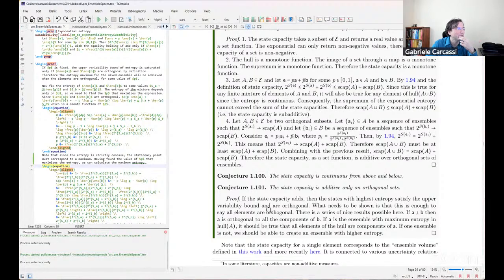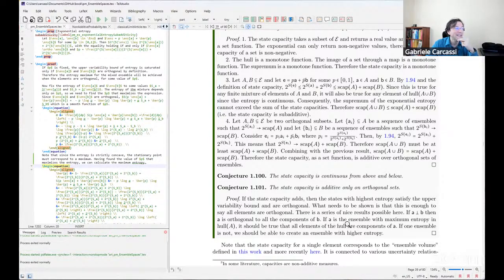It gives you some of this idea. If the state capacity adds, then the states with the highest entropy satisfy the upper variability bound and are orthogonal. What needs to be shown is that this is enough to say all elements are orthogonal. This is the part that I'm missing. And there is possibly a series of nice results here. If A is orthogonal to B, then A is orthogonal to all the components of B. So this is essentially what we are saying. If this is true, I need to prove that.